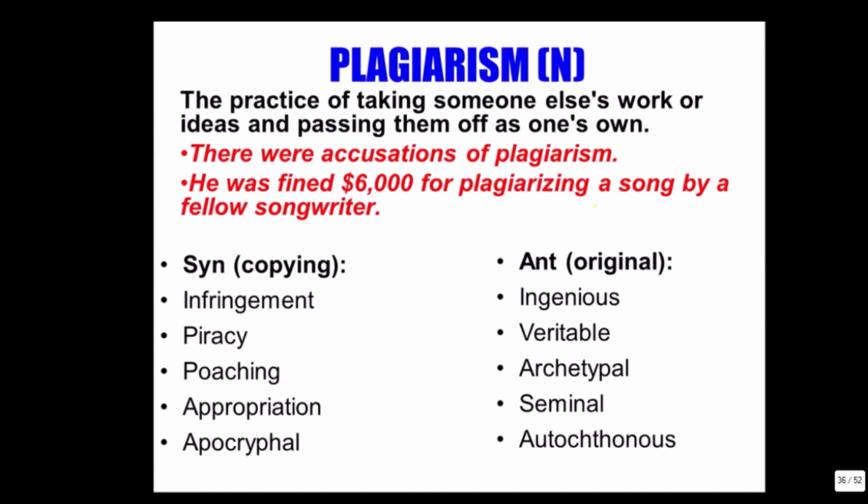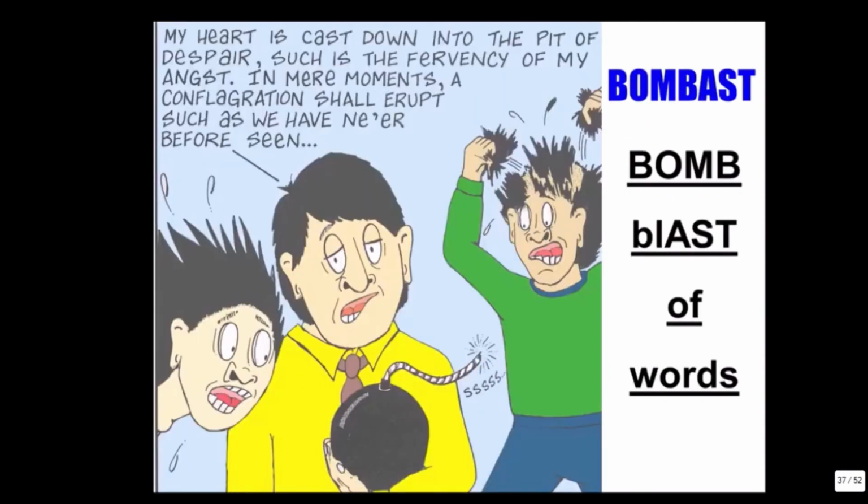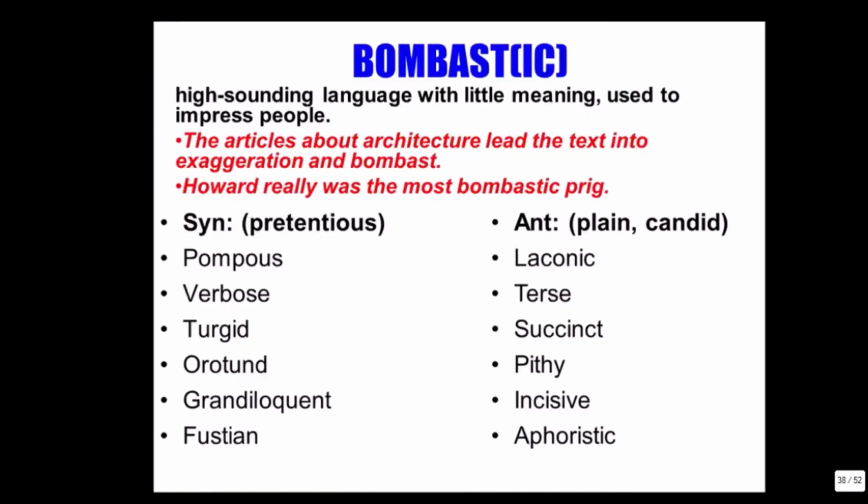So this way you can learn about 10 to 20 words at a time with just one picture. Let's see, for example, I have the word bombast. Someone is speaking: my heart is cast down into the pit of despair, such is the fervency of my angst. In mere moments, a conflagration shall erupt, such as we have never before seen. Obviously, this is a bomb blaster word, so this is the sound mnemonic you can use. Bombast means bomb blaster words, and it's so easy to remember. Then again, a lot of synonyms, a lot of antonyms plus sentences, so you will have too many words remembered in one go. So this is the idea of clusters with pictures.